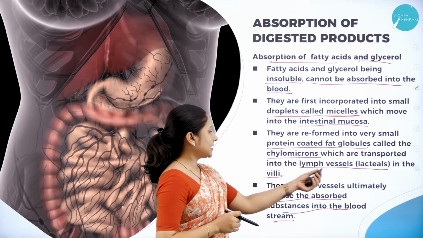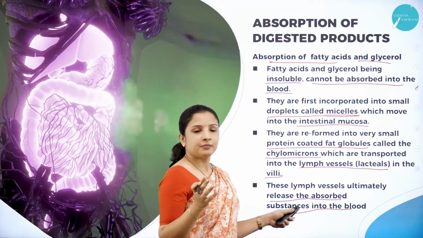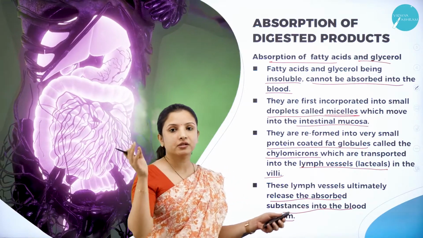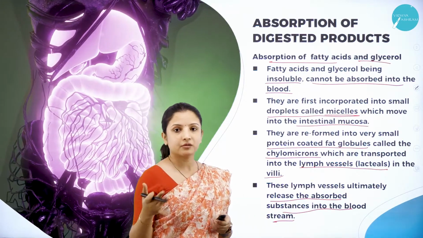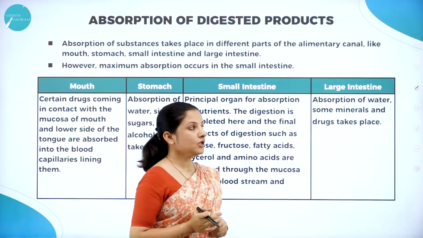So the lymph vessels ultimately release the absorbed substances into the bloodstream, and the bloodstream will carry them to different organs for various metabolic activities and all that. So that is how absorption of fatty acids and glycerol takes place.